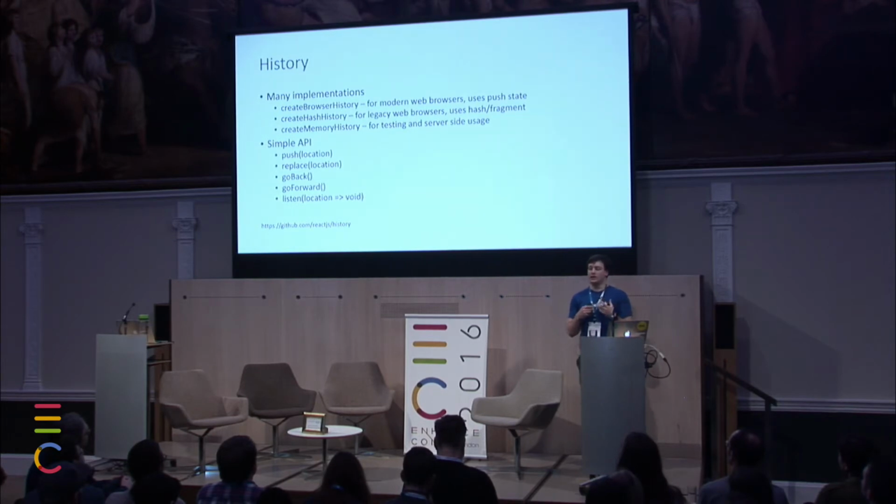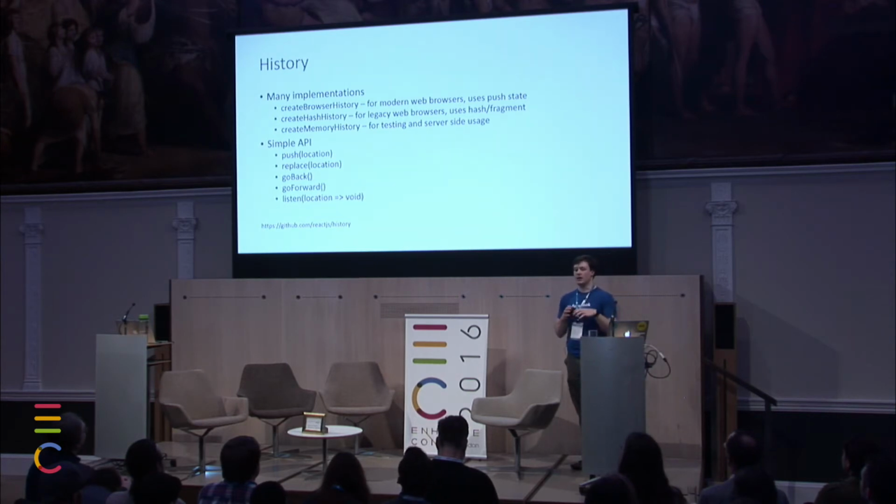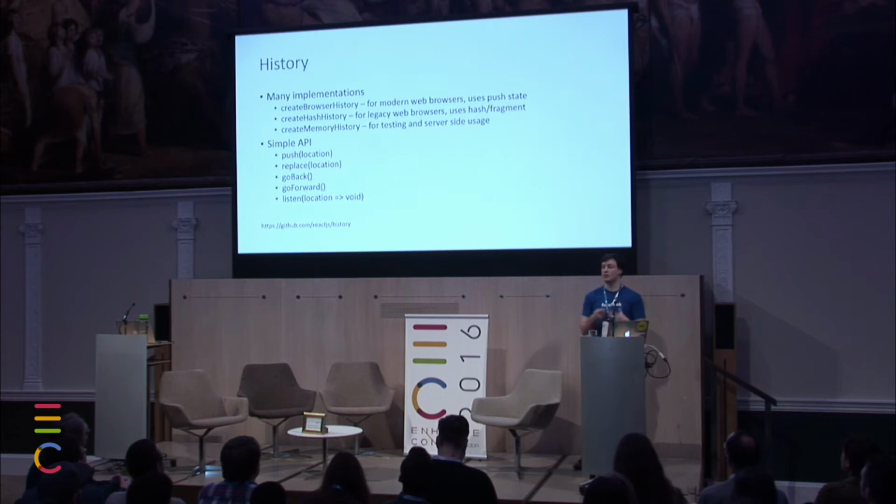It's a library with many implementations that all implement the same interface. So if you call their create browser history API, you get back an object that represents the browser's history and uses HTML5's push state to update the URL bar and keep the URL bar in sync. But you can also, on the server side, call create memory history. And what that gives you is essentially a mock implementation, which is great for tests, but it's also great for rendering on the server side.